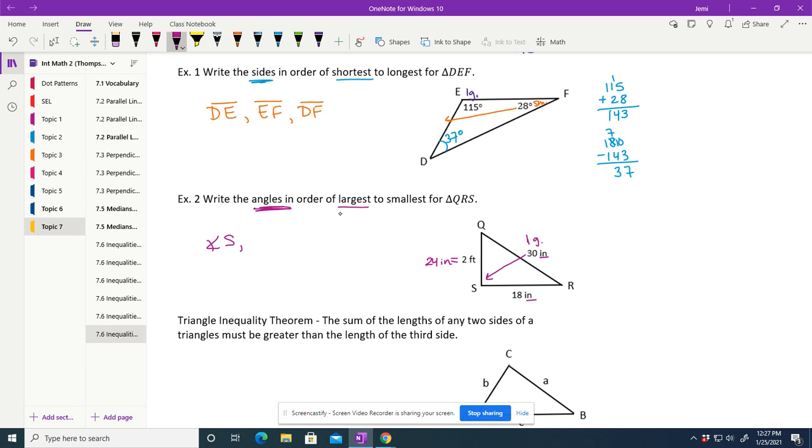My medium length side is 24 inches, and that's going to be across from my medium length angle. And then my smallest length side is 18 inches. That's going to be across from my smallest angle. So largest to smallest angles. Got it.